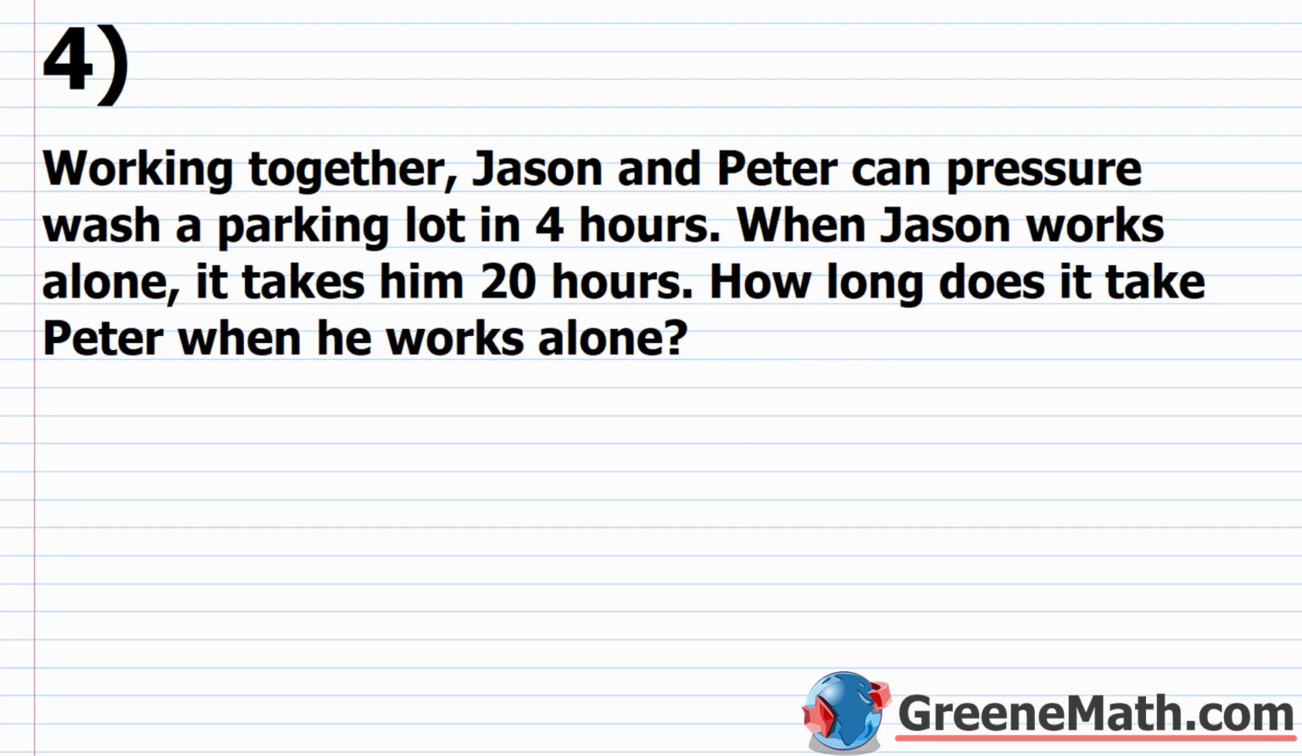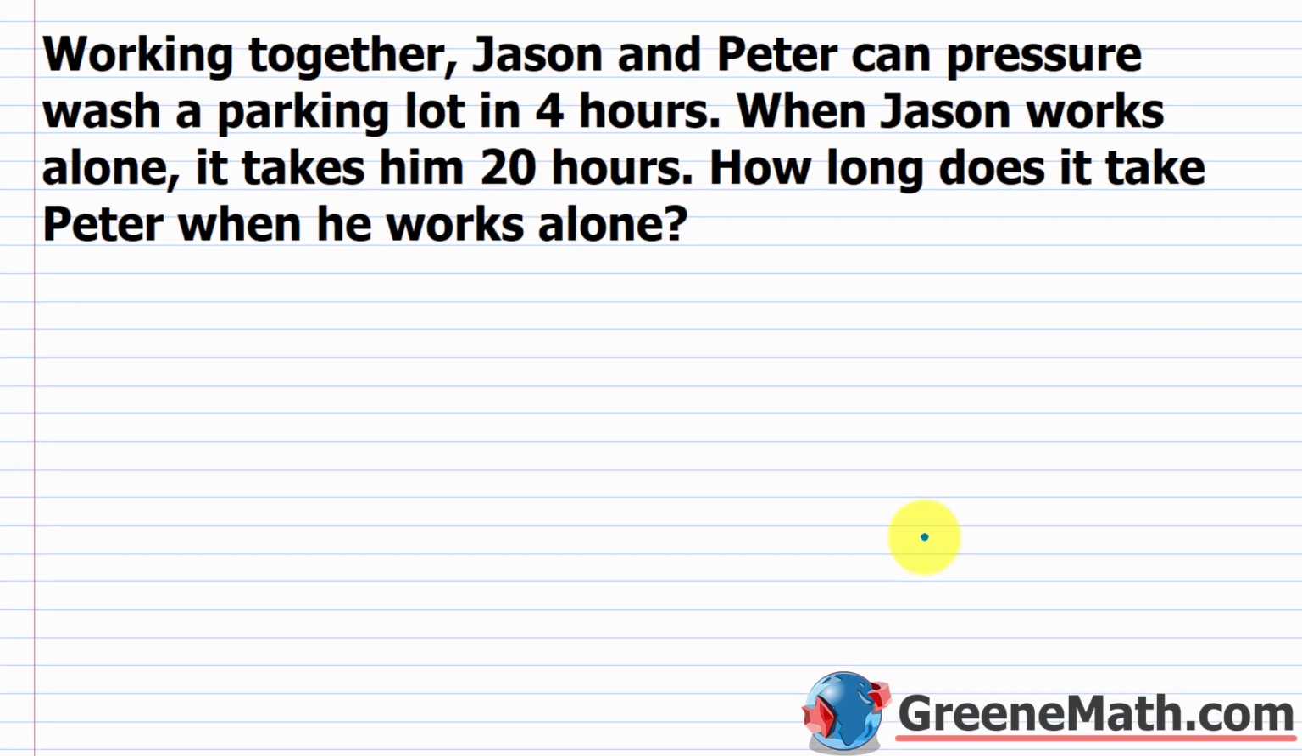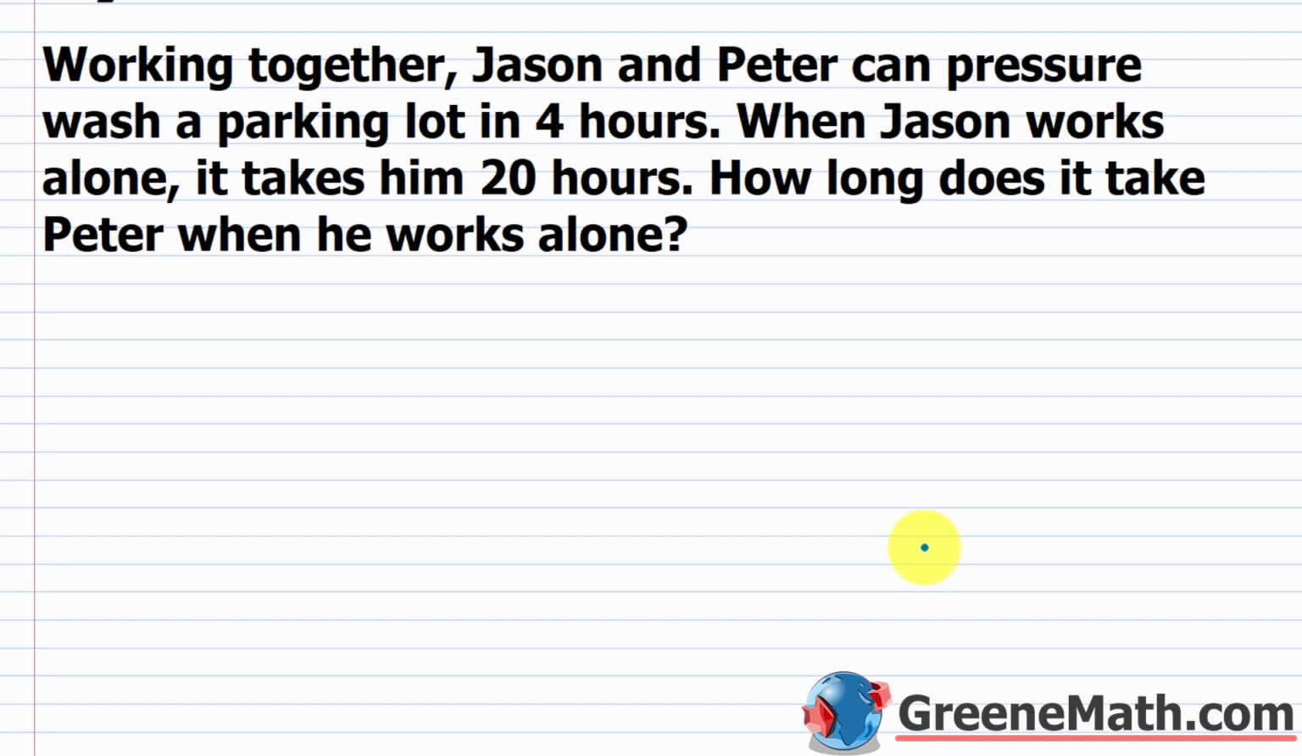All right, let's take a look at problem number 4. So here we have working together. Jason and Peter can pressure wash a parking lot in 4 hours. When Jason works alone, it takes him 20 hours. How long does it take Peter when he works alone? So this is a variation on the original type of problem for the rate of work problem. I want you to think about if you had Jason's individual rate of work and Peter's individual rate of work, what would you do? Well, it tells me that Jason, when he works alone, it's 20 hours.